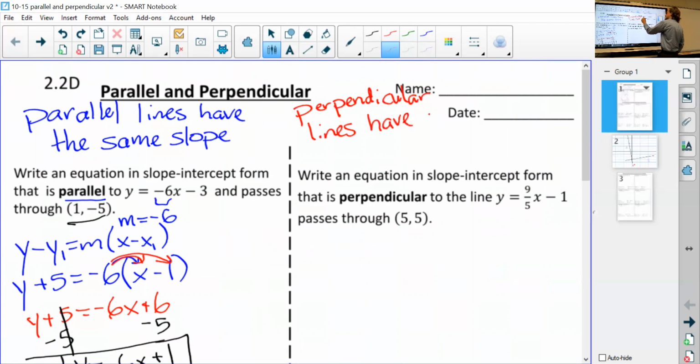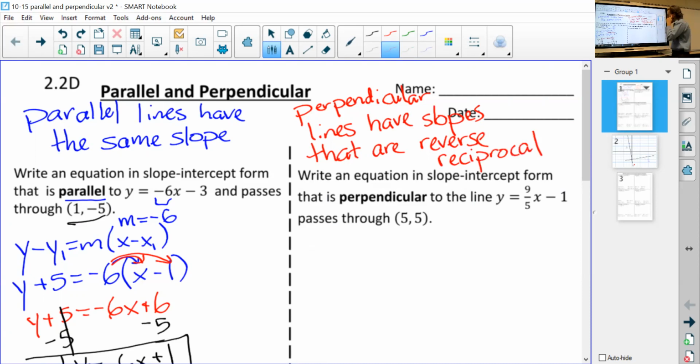Say they have slopes that are, and I think some of these books call it opposite reciprocal, but I still like saying reverse reciprocal. It's got that alliteration to it. Reciprocal. Slopes, plural. Okay.